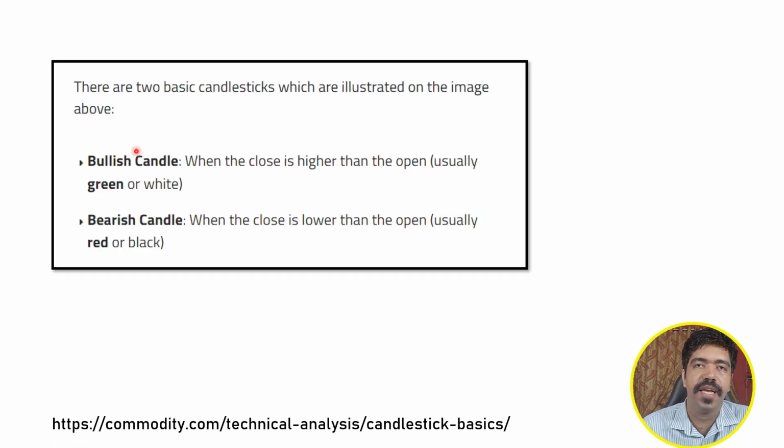So in this case, we have two types of candlestick, which is bullish and bearish. Bullish is generally indicated by green in color, and the bearish candlestick is generally indicated by red in color. So when the close is higher than the open, then in this case the candle color will be green, and when the close is lower as compared to the opening price, then the color of the candle will be red, or bearish candle.